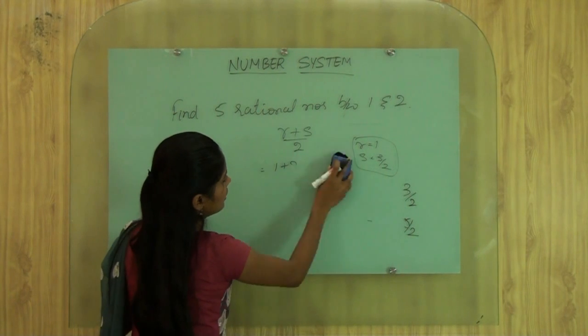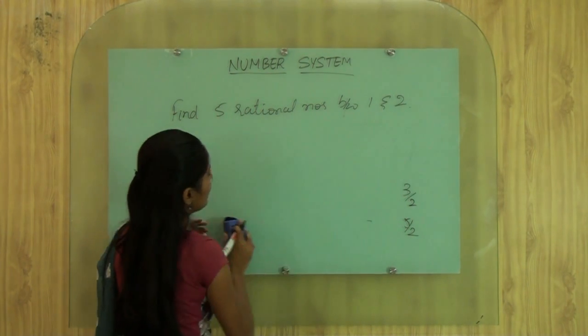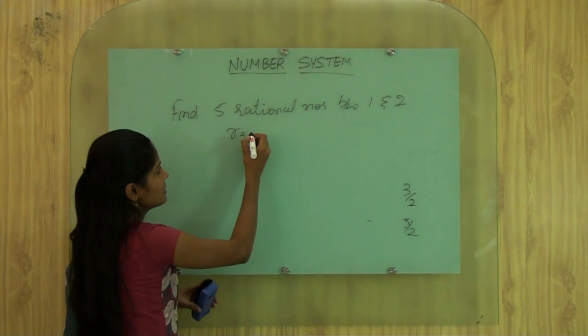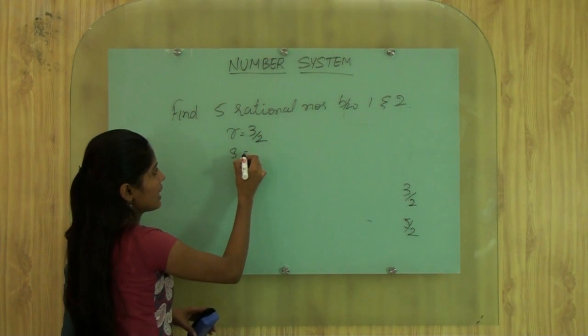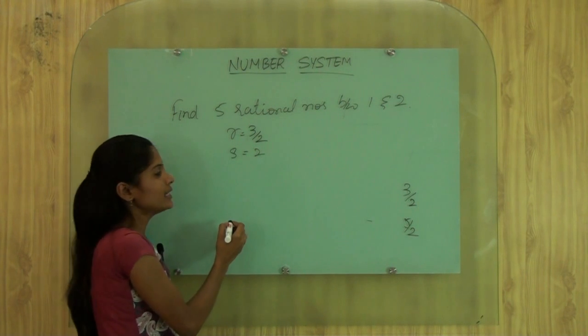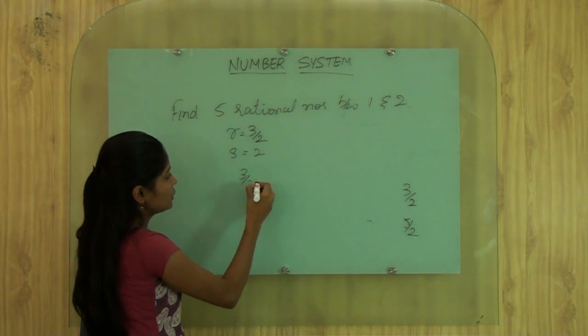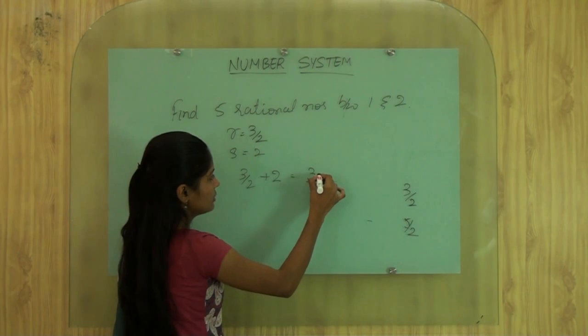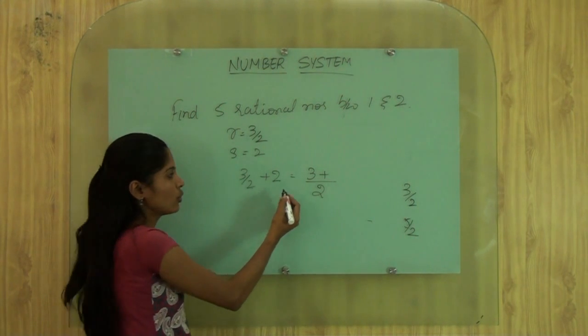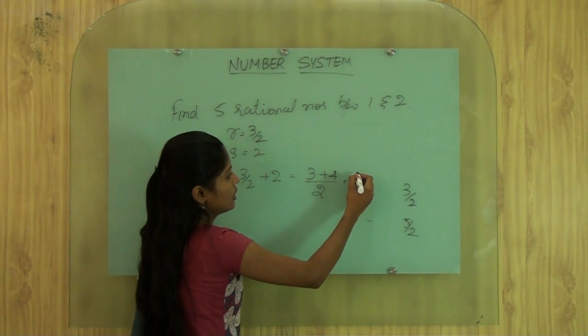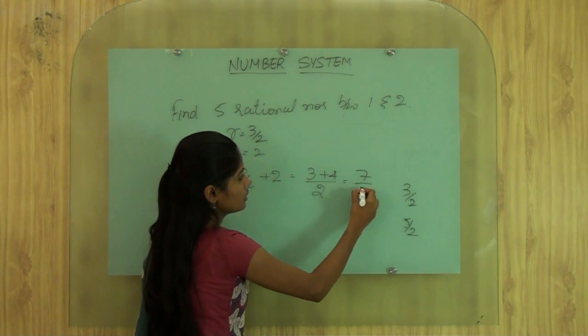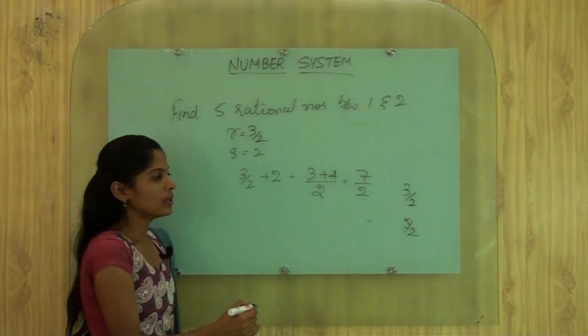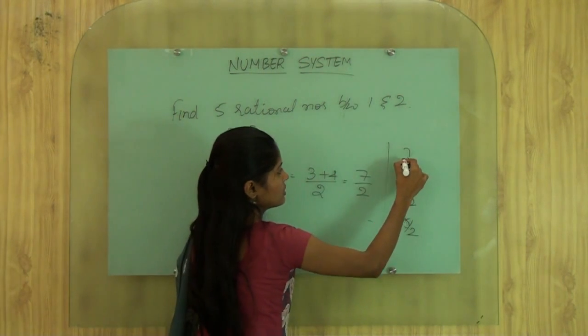Again, you can make r as 3 by 2 and s as 2. 3 by 2 plus 2 is equal to, 2 is the LCM, 3 plus 2 into 2 is 4, which is equal to 7 by 2. This is also a rational number. We got 3/2, 5/2 and 7/2.